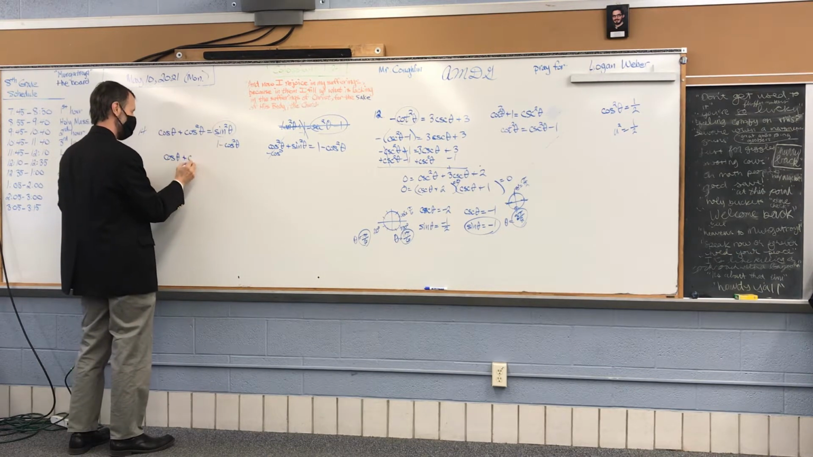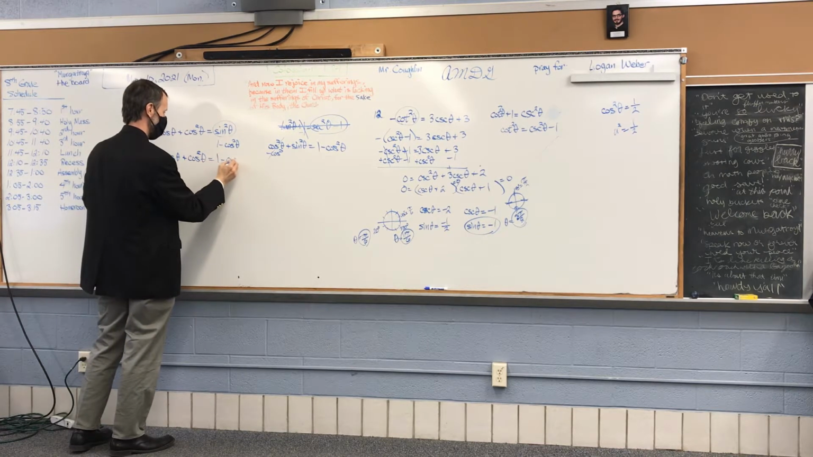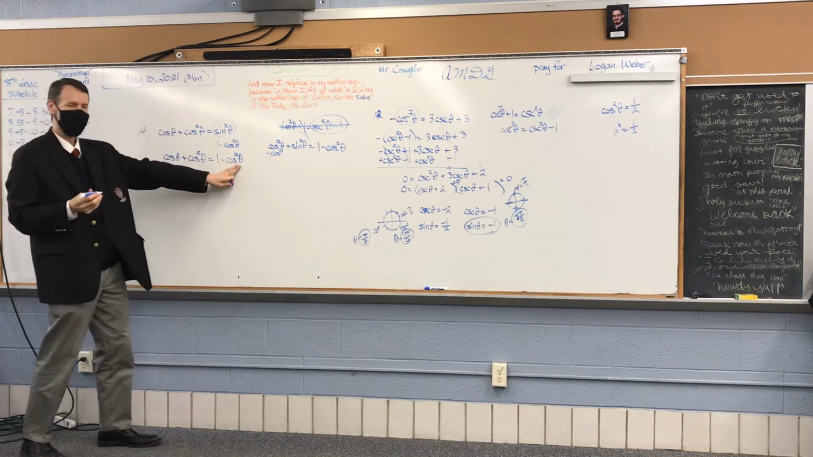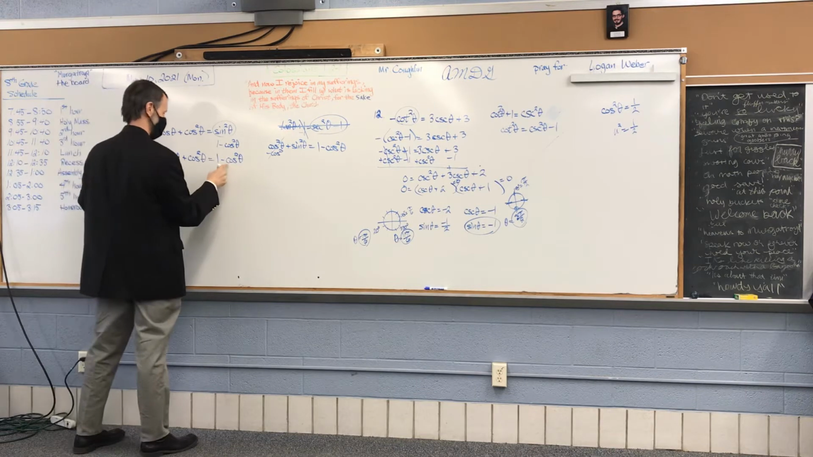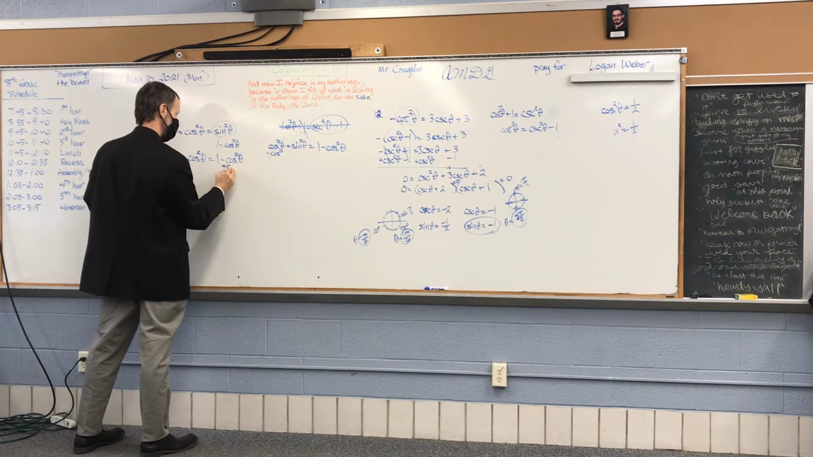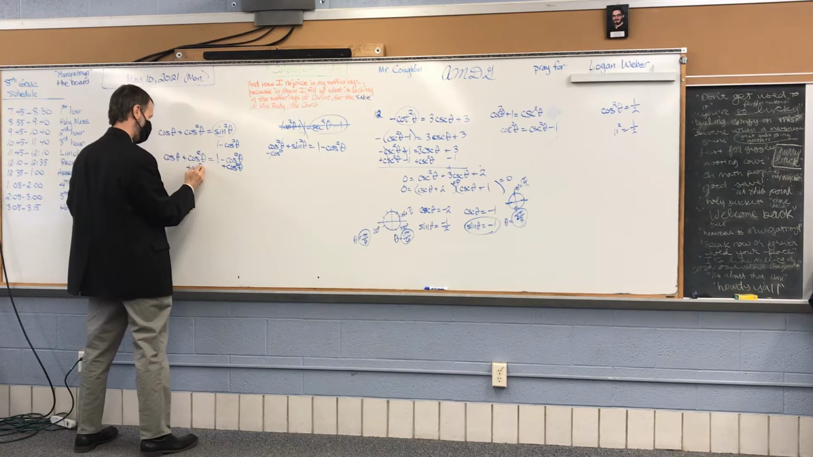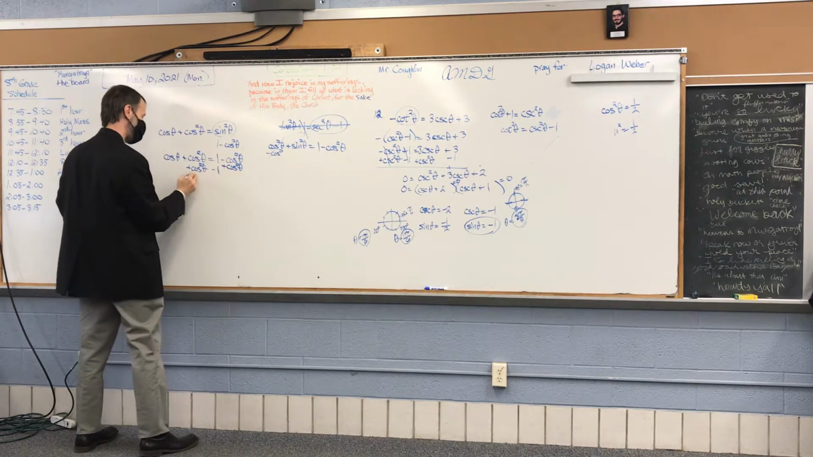Cosine of theta plus cosine squared of theta equals 1 minus cosine squared of theta. Now you notice there are two different species of cosine. I cannot solve with algebra. Got to get this answer down to 0. So add cosine squared to both sides. And then subtract 1 from both sides.